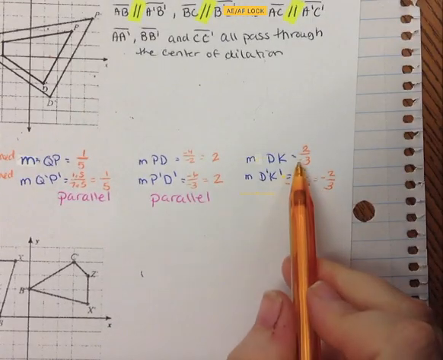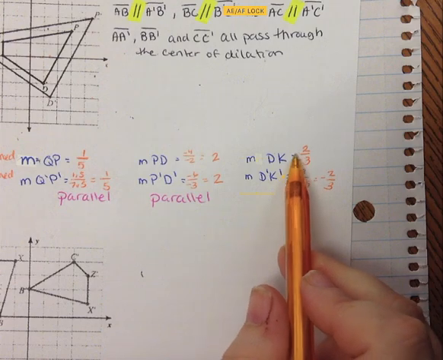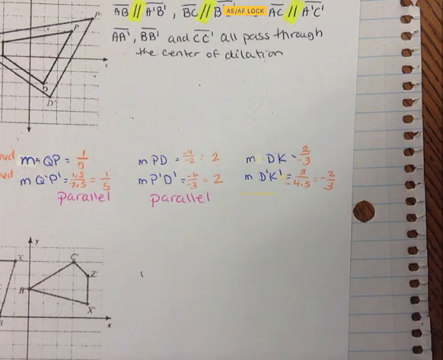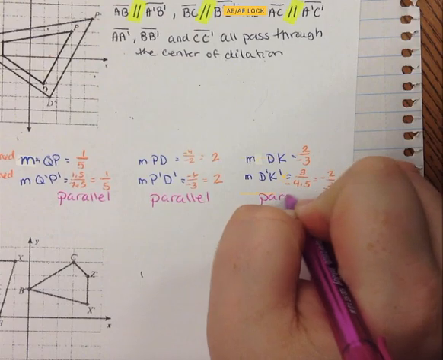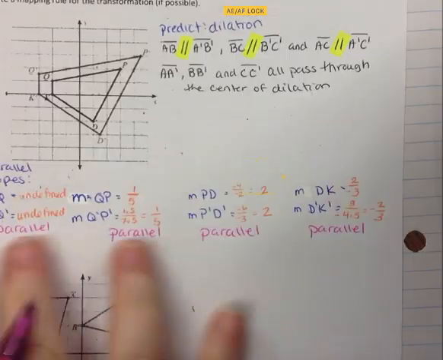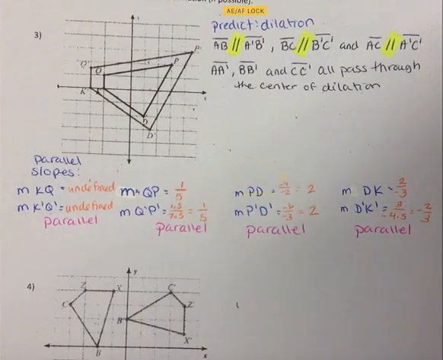So it doesn't matter if the negative's on top or bottom here. This is a -2/3. This is -2/3. Therefore, these are also parallel. So we have, in fact, proven that all of the lines are parallel, so that this should be a dilation.